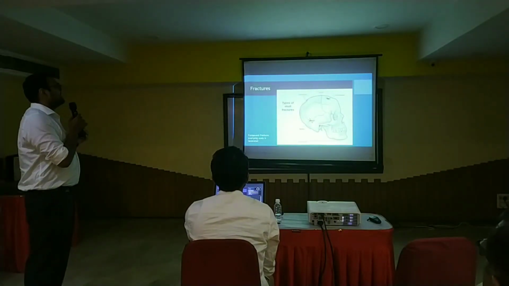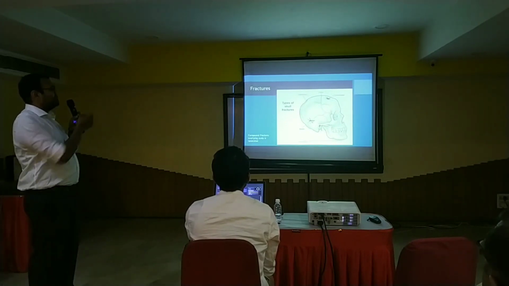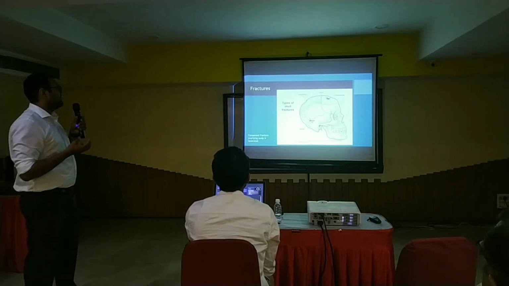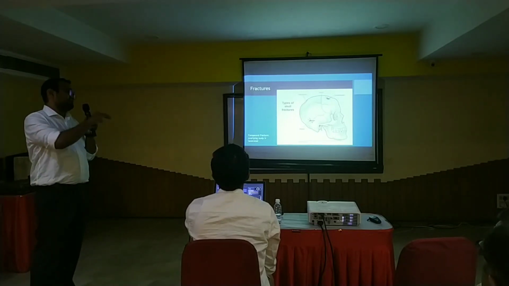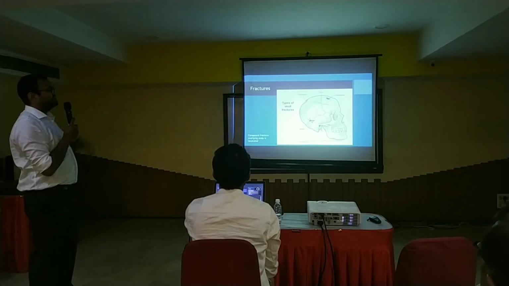Next. These are the commonly encountered types of fractures. There is a linear fracture, which is just a crack in the skull that we can see. Then comminuted fractures involve multiple fragments of the skull bone. Then a depressed fracture involves depression of the fracture fragment inside the skull. And basilar fractures involve fracture of the skull base.